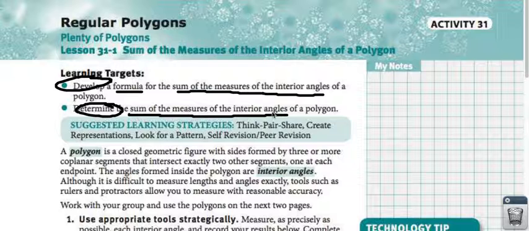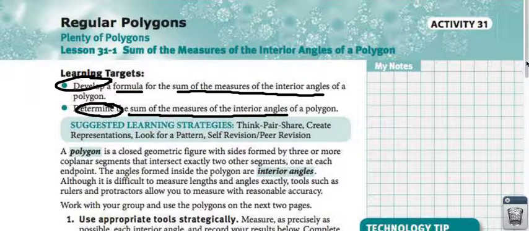So we know a polygon is a closed geometric figure with sides formed by three or more coplanar segments that intersect exactly two other segments, one at each endpoint. The angles formed inside the polygon are interior angles. Although it is difficult to measure the lengths and angles exactly, tools such as rulers and protractors allow you to measure with reasonable accuracy.